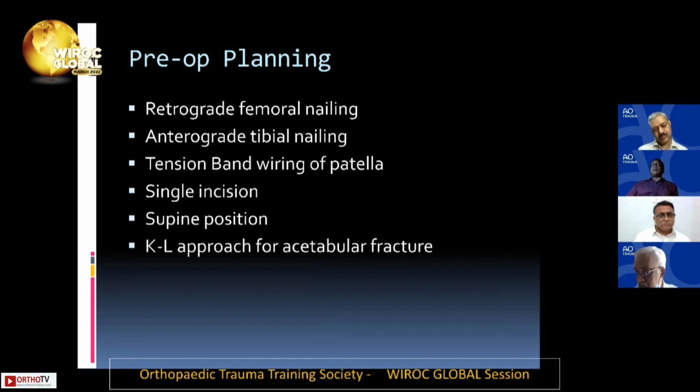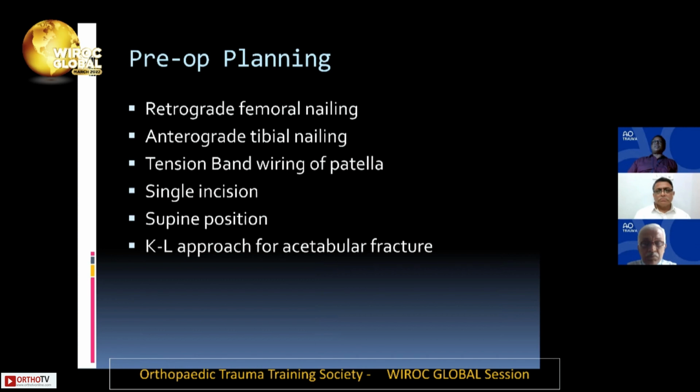Once you have done that, you can either do in the same sitting the fixation of your acetabular fracture, because this was a T-shaped fracture. We could do it with a KL approach for this fracture, which I had shown. So again, the position had to be changed into a semi-prone position and fixation done accordingly.